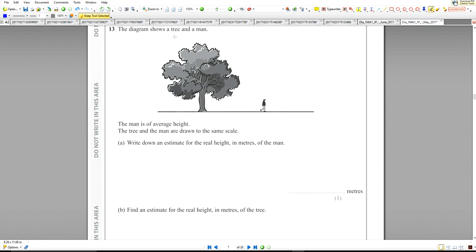Diagram shows a tree and a man. The man is of average height. The tree and the man are drawn to the same scale. Okay, so let's have a look.